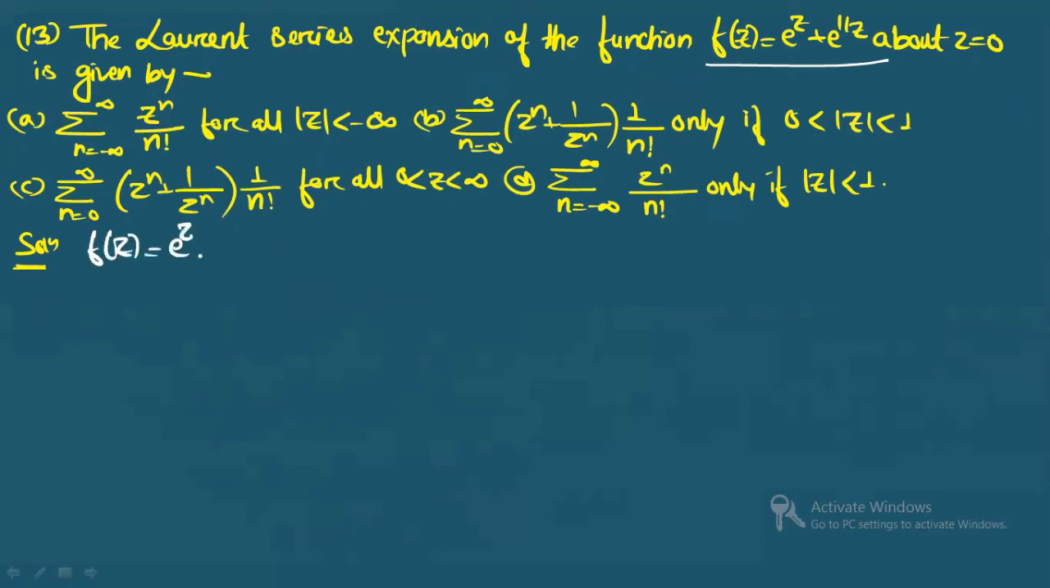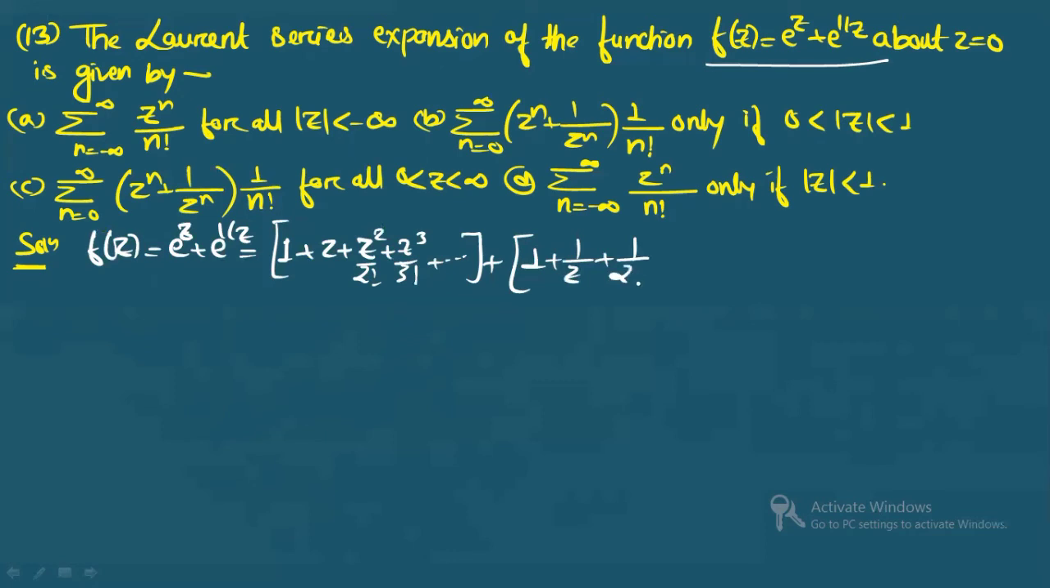e to the power z plus e to the power 1 by z, right? So you see here, if you do the expansion, you will get 1 plus z plus z square by factorial 2 plus z cube by factorial 3, and so on. Similarly, for e to the power 1 by z, you will get 1 plus 1 by z plus 1 by factorial 2 into 1 by z square plus 1 by factorial 3 into 1 by z cube, and so on.